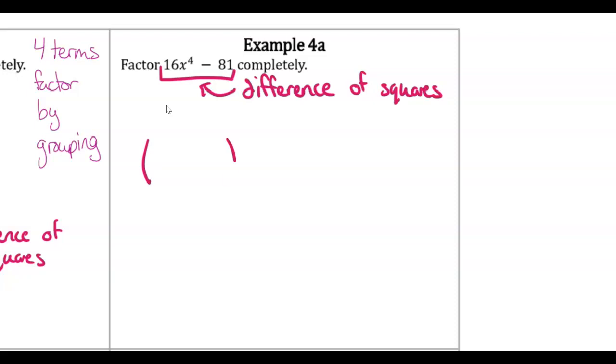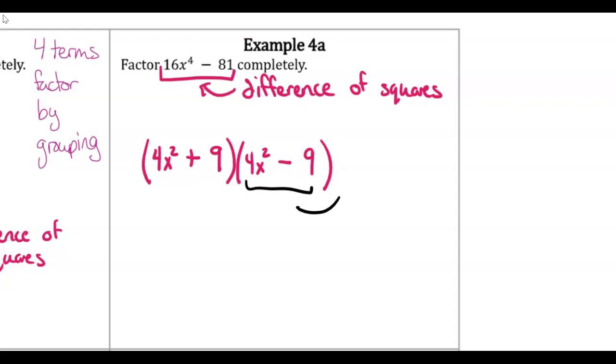So you can square root the 16x to the 4th. The square root of 16 is 4. The square root of x to the 4th is x squared. And then you can square root 81, it's 9. And 1 is plus, and 1 is minus. Now, once you do that, this is a difference of squares again. So this one can break down farther.